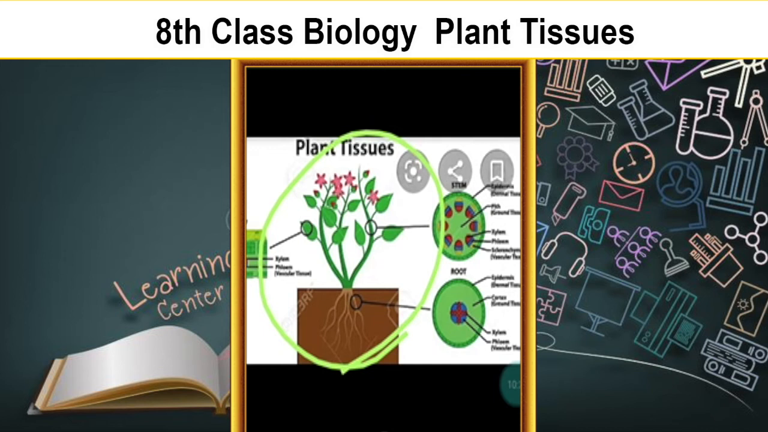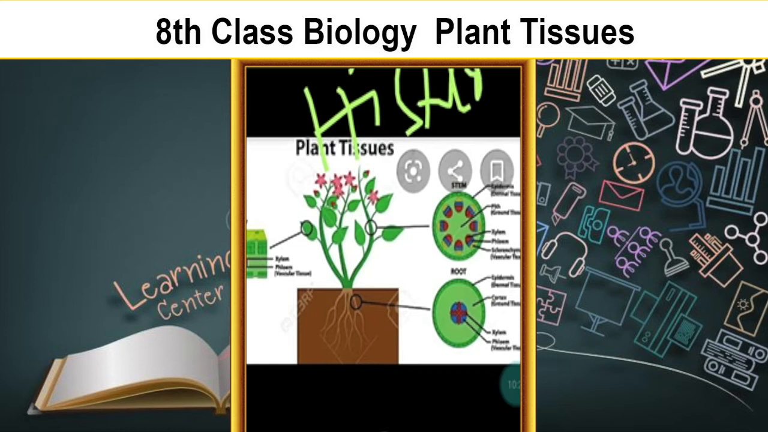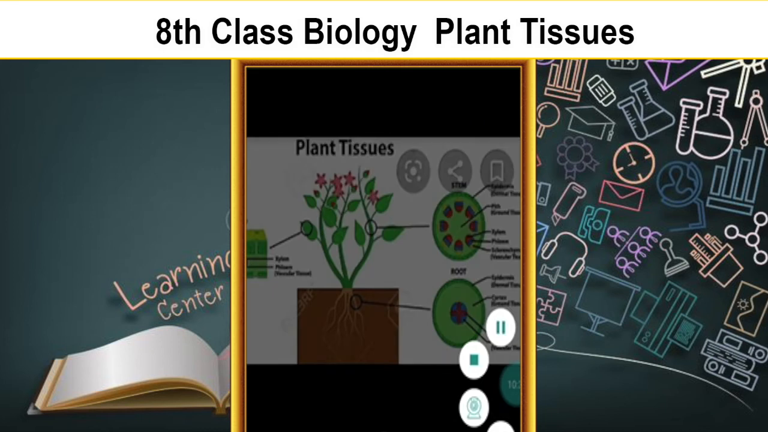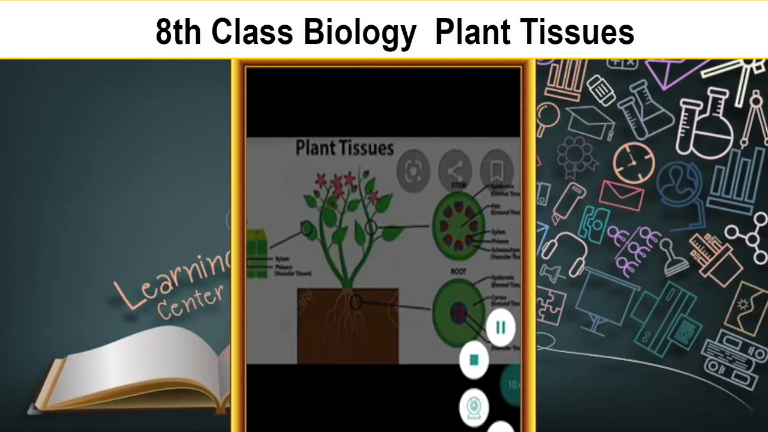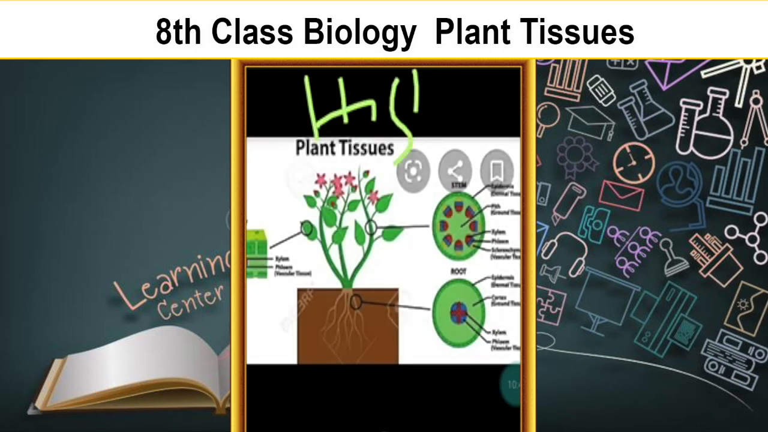The study of tissue is called histology. What is the study of tissue called? Histology. A group of cells is called a tissue, and the study of tissue is called histology.